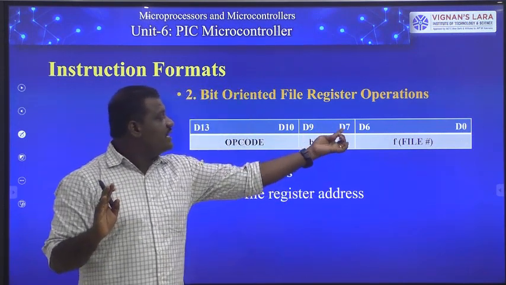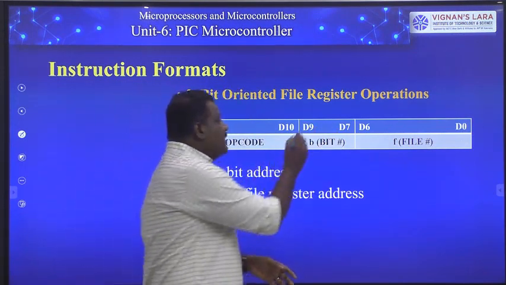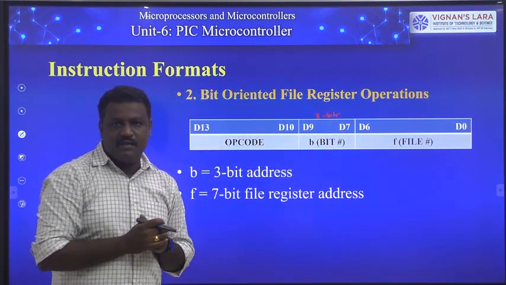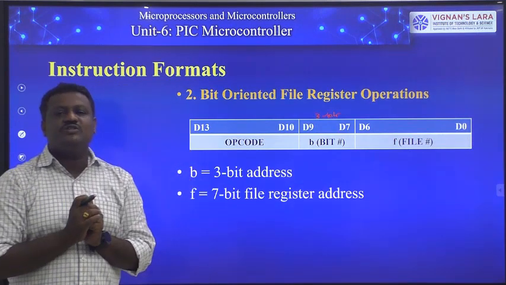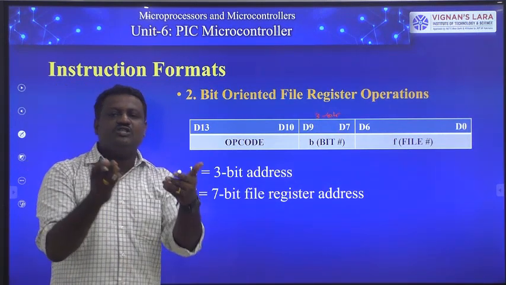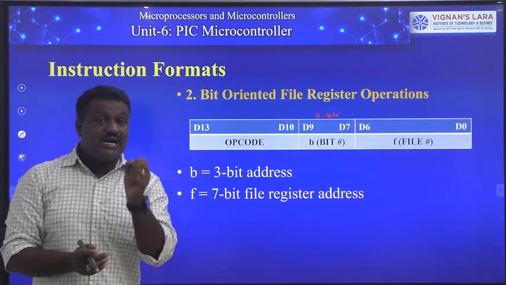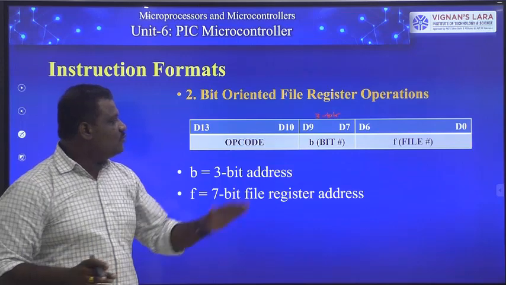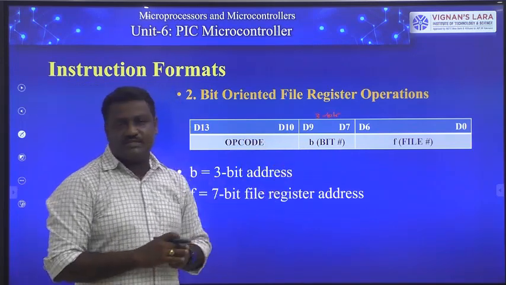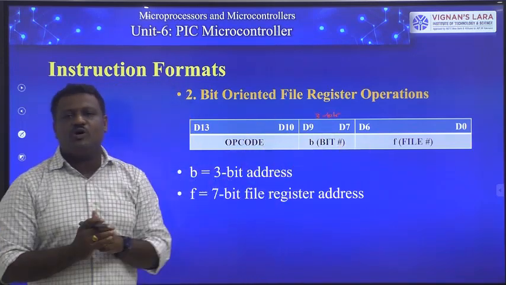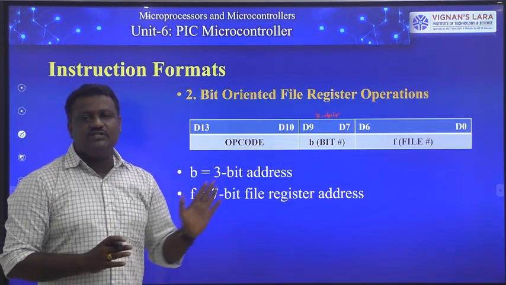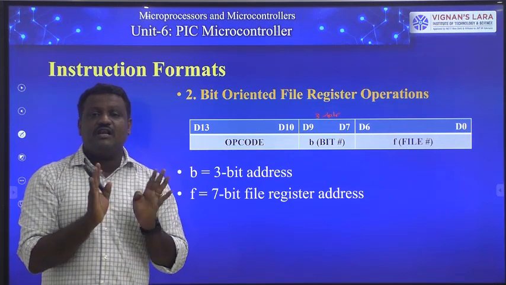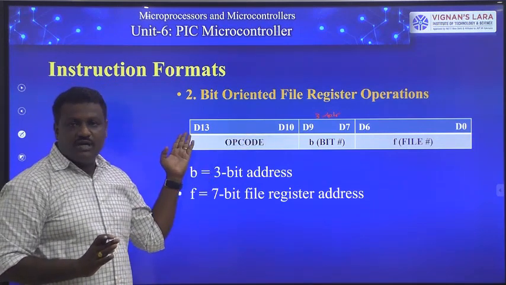And next up, D7 to D9, that means 3 bits. These 3 bits are used for the bit field. Why? Because if you consider an 8-bit register, the number of bits present in it is 8 bits. To address each and every bit, I need a 3-bit address. That 3-bit address is what this indicates. 7 bits and 3 bits are already used, so the number of bits used so far is 7 plus 3, that is equivalent to 10. We are left with 4 more bits, that is D10 to D13.